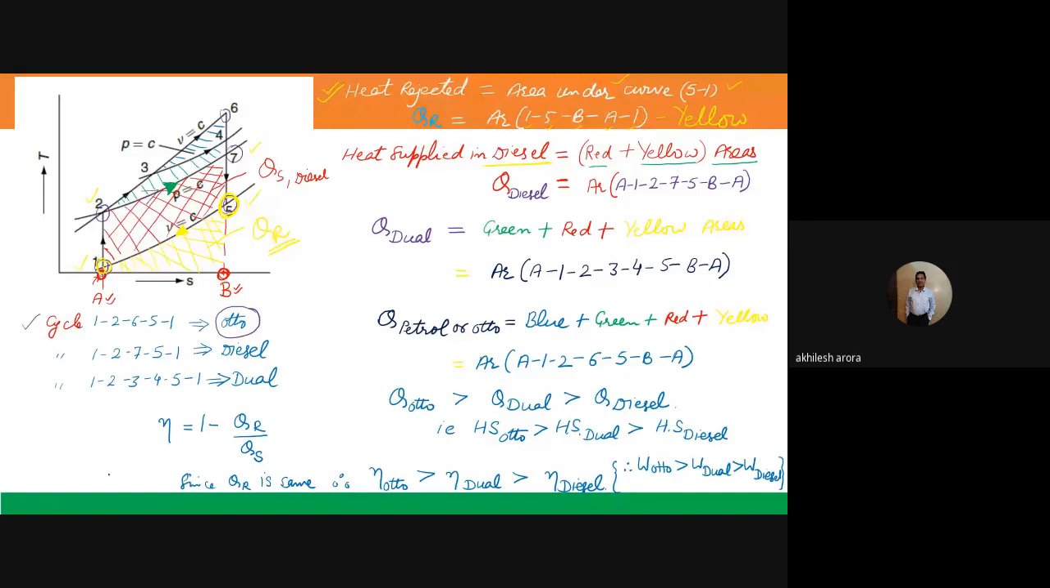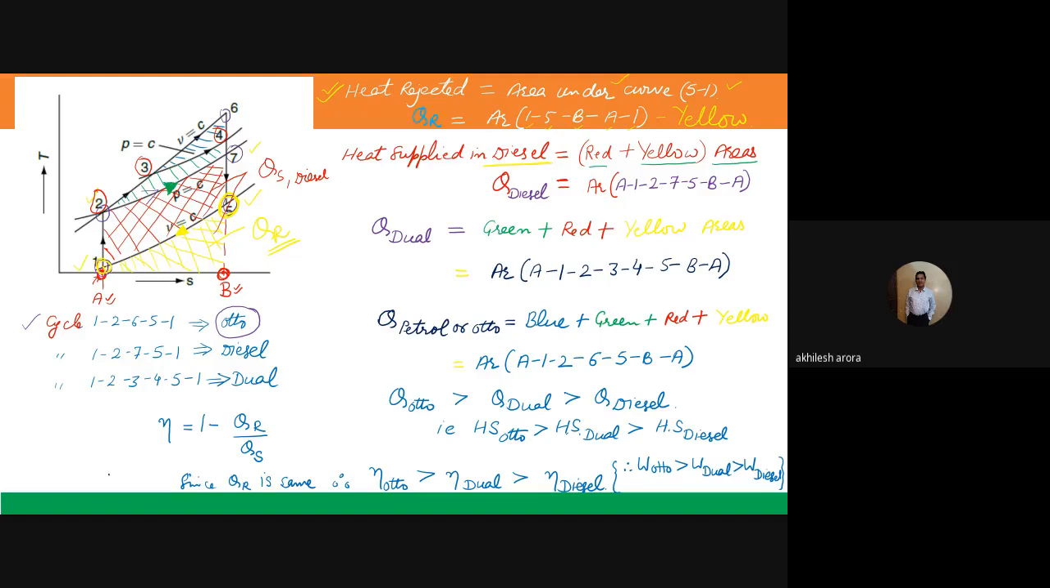Now I know this area. Okay, now let me go for the dual cycle. In case of dual cycle, during which process are we supplying the heat? We are supplying the heat during the process from 2 to 3 and then from 3 to 4. This is the process during which we are supplying the heat in case of dual cycle.